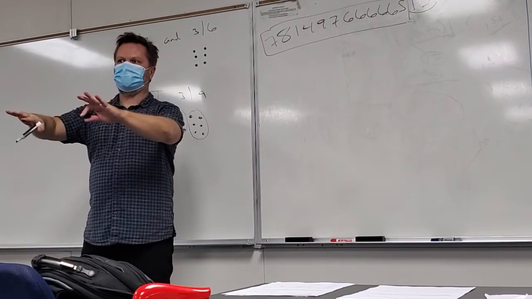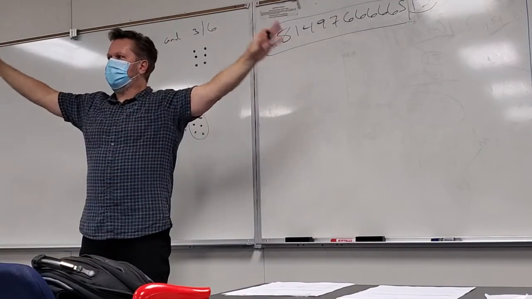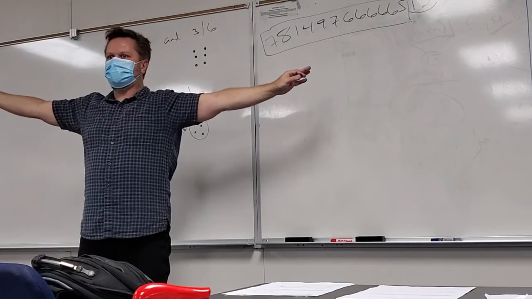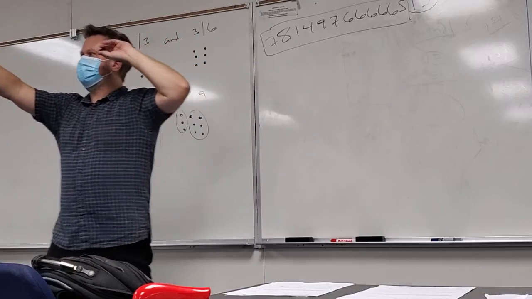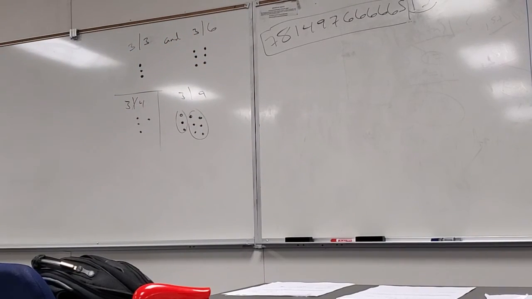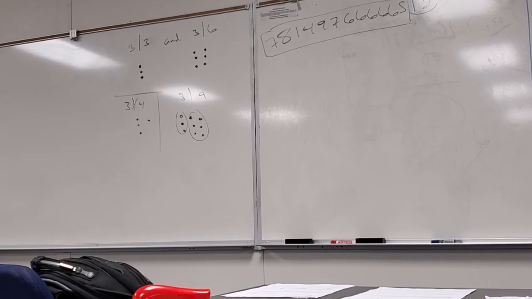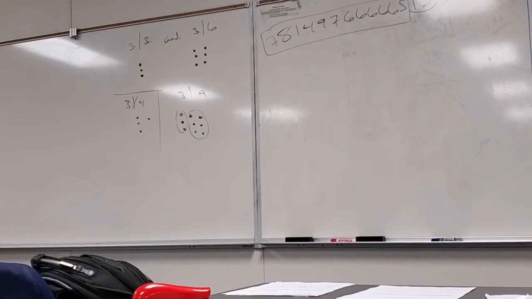Okay, enough for 4. 5 is easy, right? 5 or 0. What about 6? 6 is 2 times 3. So how do I tell if something's divisible by 6? If it's even, and all the digits add up to be divisible by 3. Because then it's divisible by 2 and 3, therefore it's divisible by 6, isn't it? Did that make sense? No.